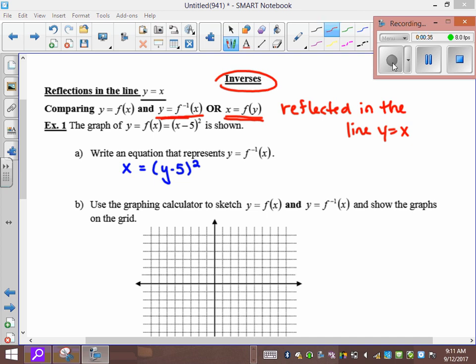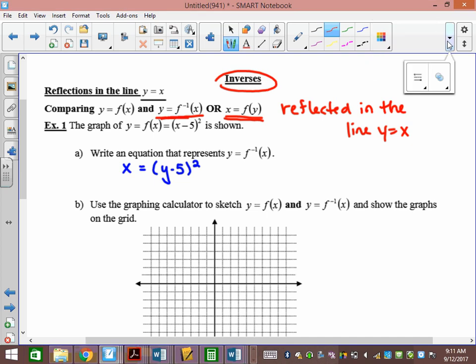So we want to get y by itself. So how could we get y by itself? What's the first thing we'd have to do in this case? Square root it. And when you take the square root, what do you always have to remember to take? The positive and the negative. So when you take the square root, you're going to take the plus and the minus. And then that's going to cancel. And so you're going to have y minus 5 equals plus or minus square root x. And then you're going to add your 5 over. So you get y equals 5 plus or minus square root x.